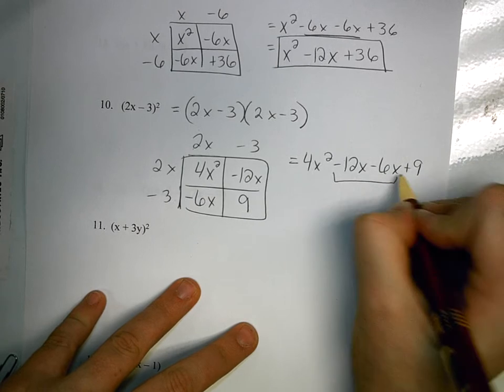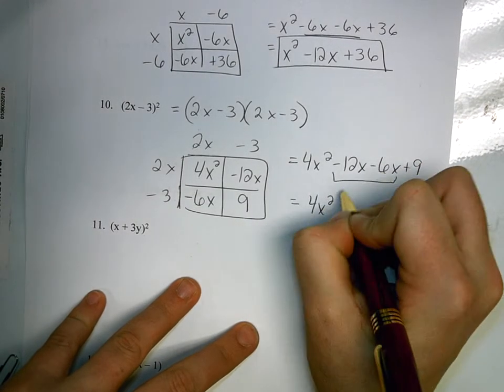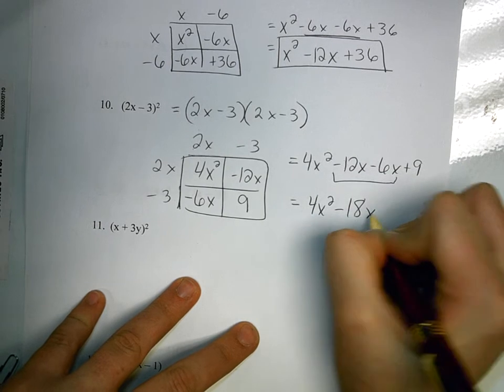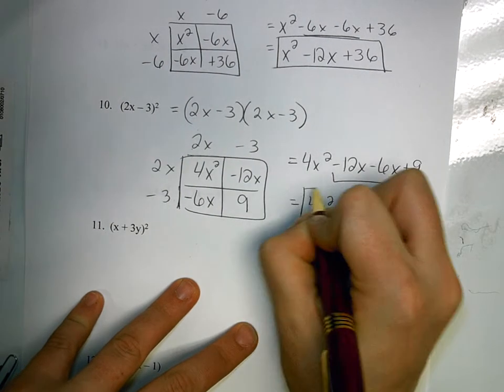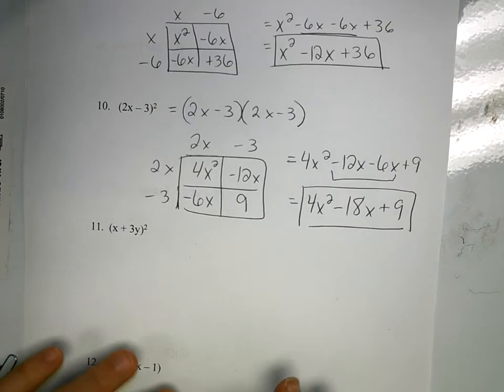Okay, negative 12x and negative 6x are my like terms. Those would combine to negative 18x. So I have 4x squared minus 18x plus 9 as my final answer.